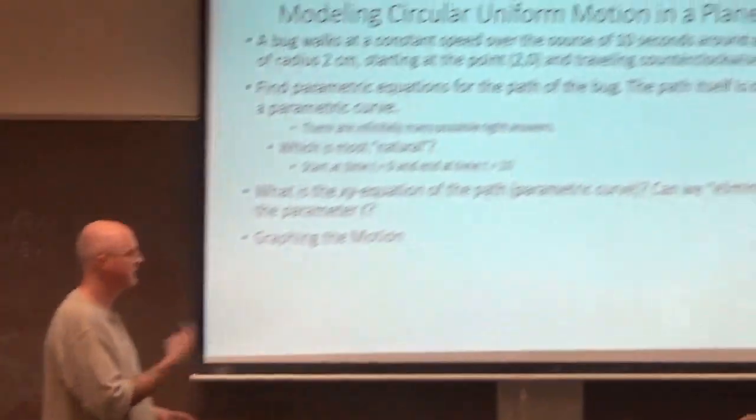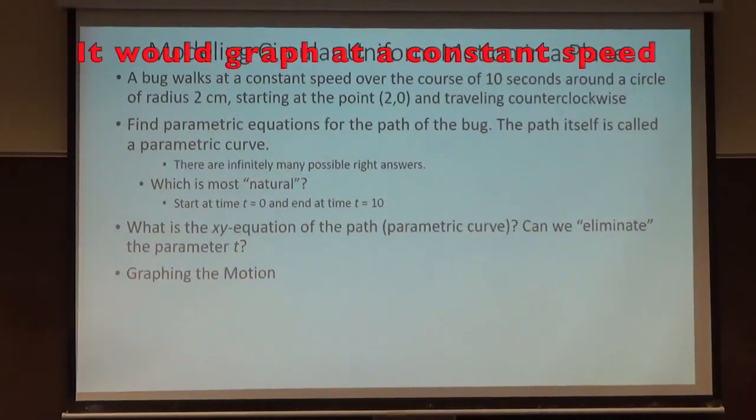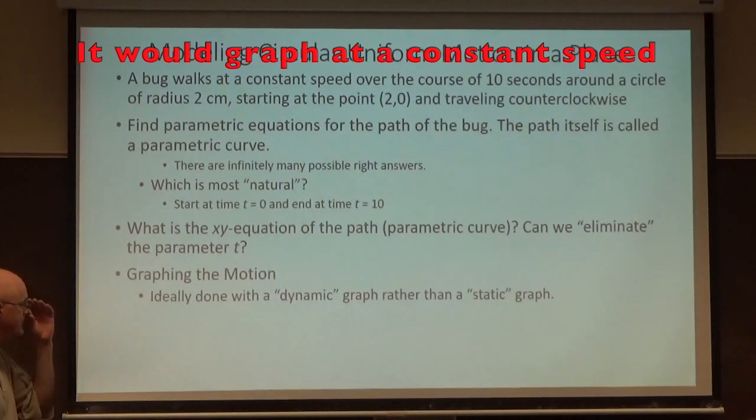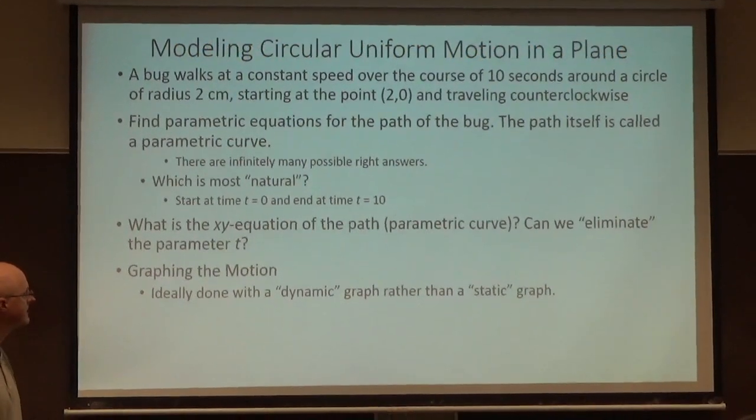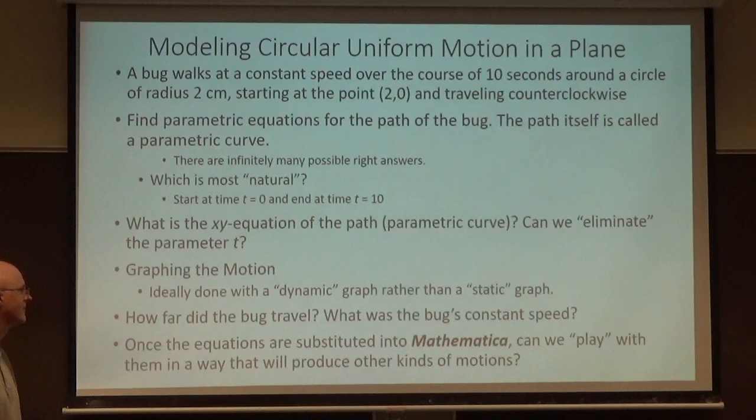I can graph this, it would graph at a constant motion. Again, try this on your calculator, parametric mode. Good to try that today. It'd be ideal to do it dynamically so we see the constant speed. We can ask the same questions. How far did the bug travel? What's the bug's constant speed? And we can do things on Mathematica, which we'll do next Monday.